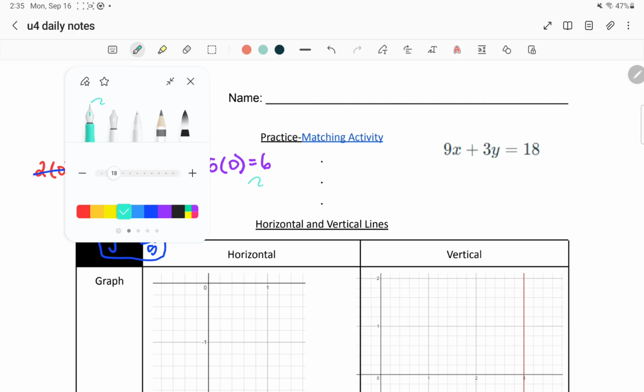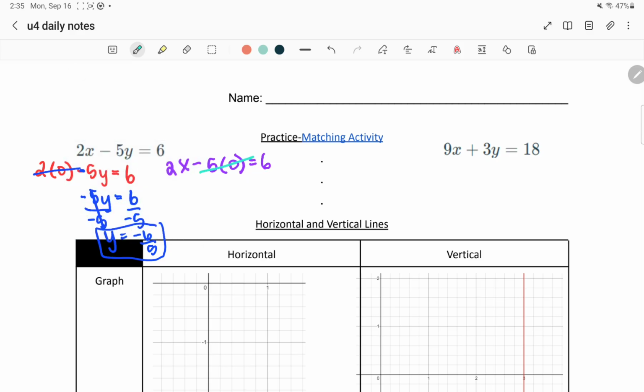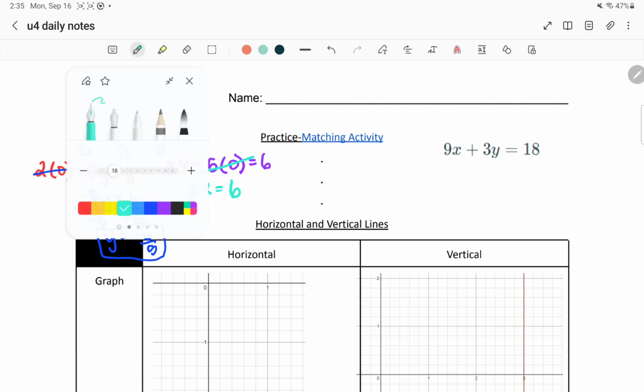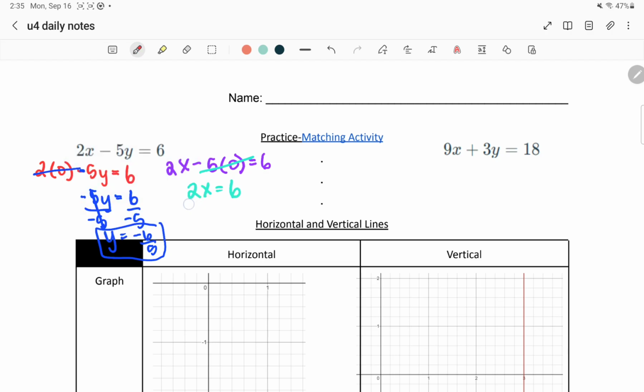Let's do this. That's going to go away, and I'm left with 2x equals 6. And I'm going to divide by 2 on both sides to get rid of the 2. X equals 3. And those I'm just going to plug into Delta Math. Okay, take a minute. Try this one on your own for just a second. You should get 2 nice numbers. If you get a fraction, try it one more time.